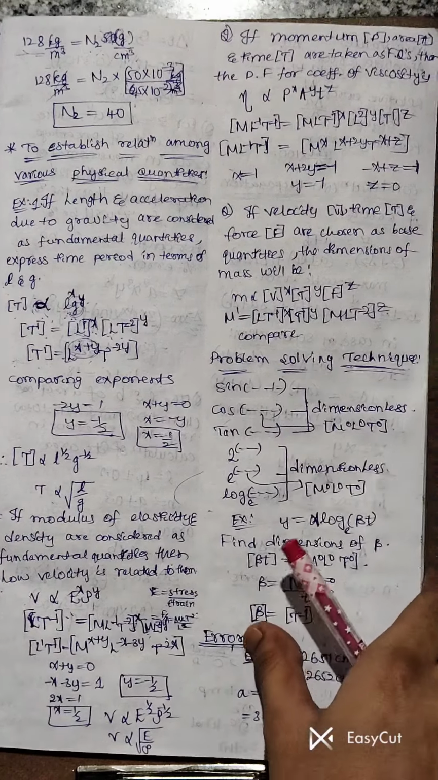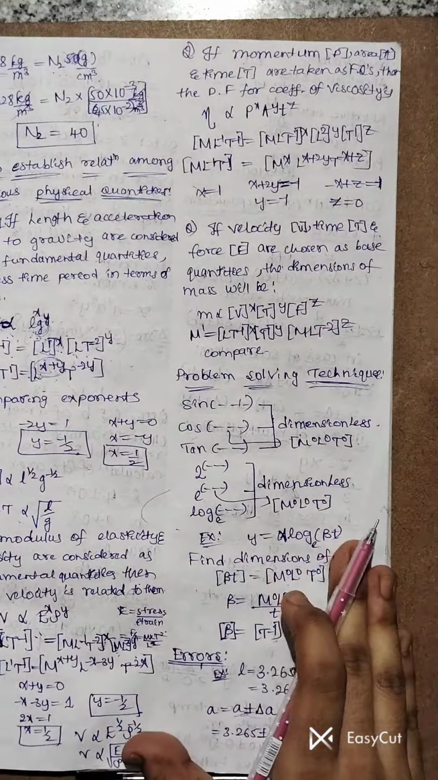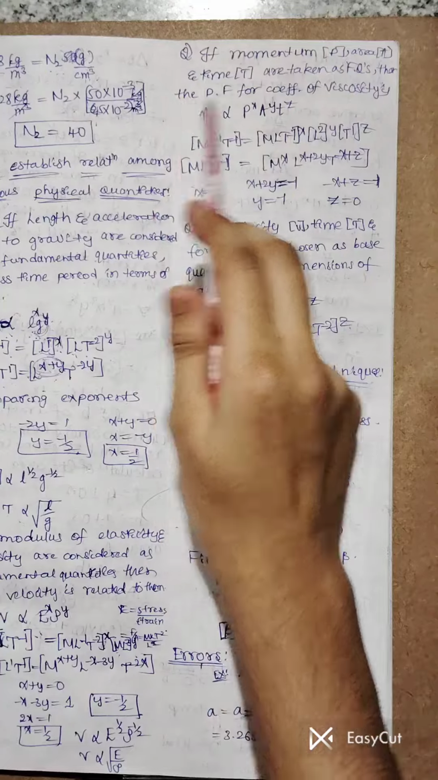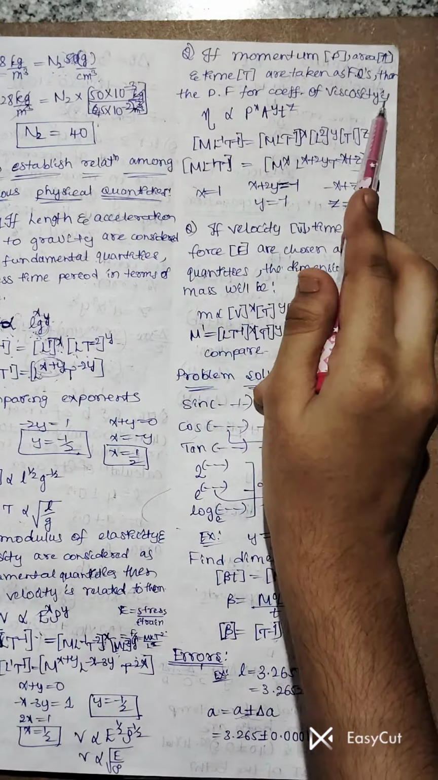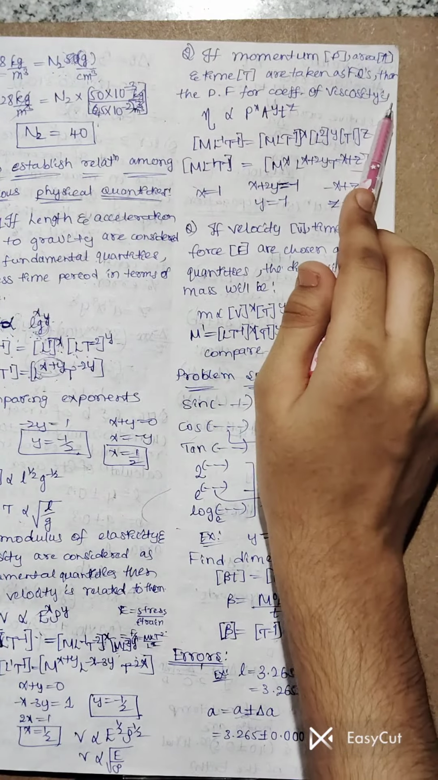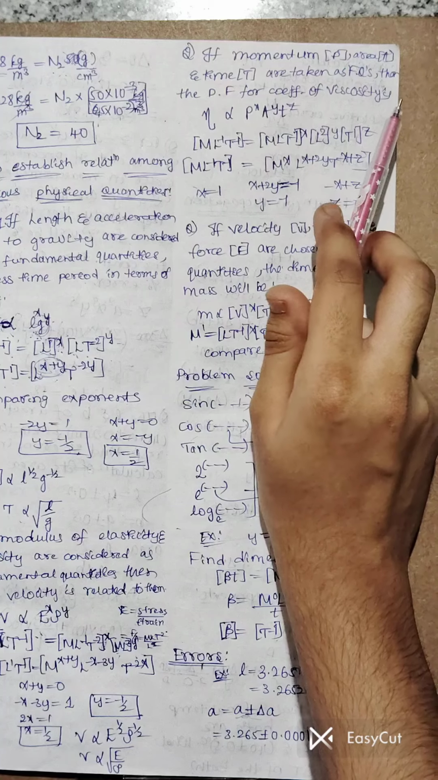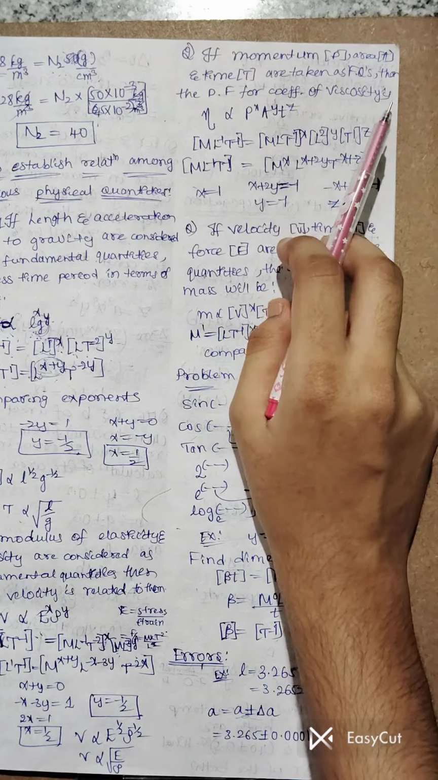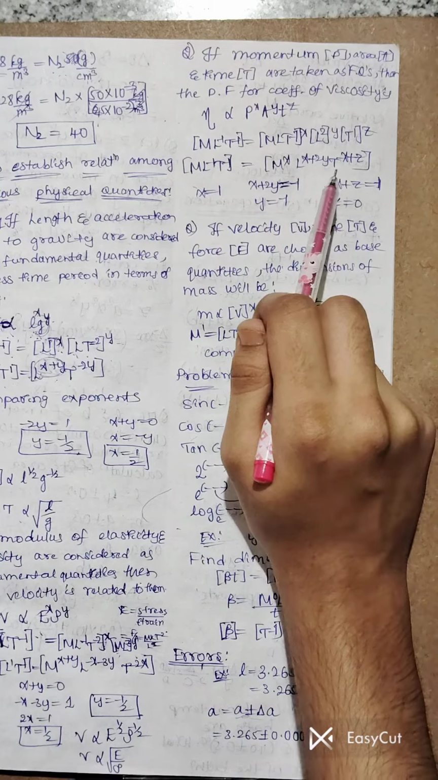Let us have a look at another question. If momentum, area and time t are taken as the fundamental quantities, then what is the dimensional formula for the coefficient of viscosity? See, this coefficient of viscosity is repeated many times, so you just learn by heart the dimensional formula for the coefficient of viscosity.